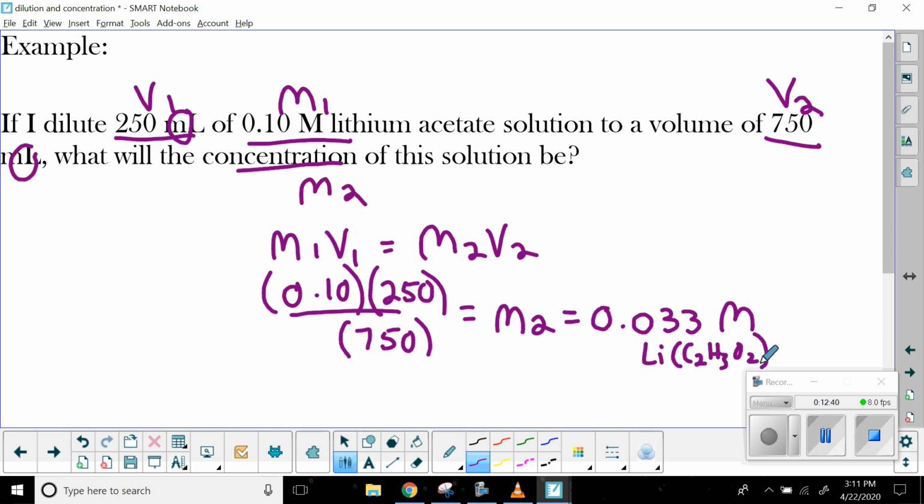And I can get that formula directly from the periodic table and polyatomic table. So this is the first example of how to use that dilution equation.